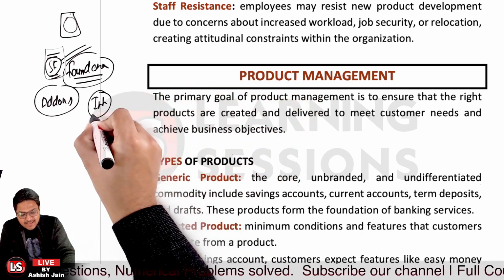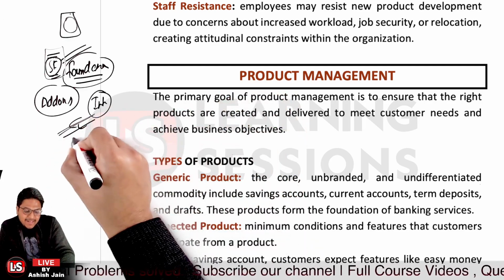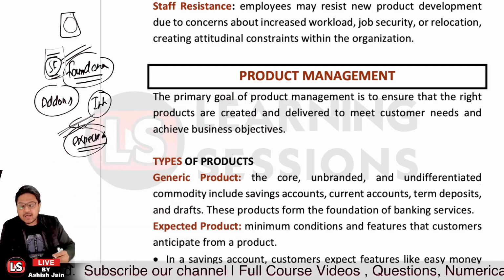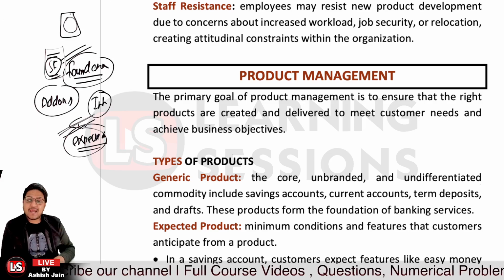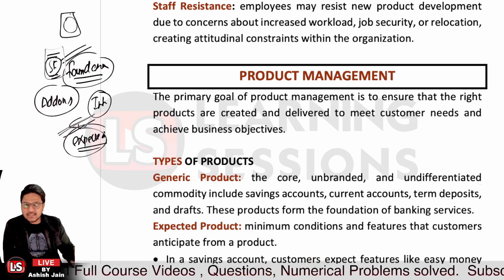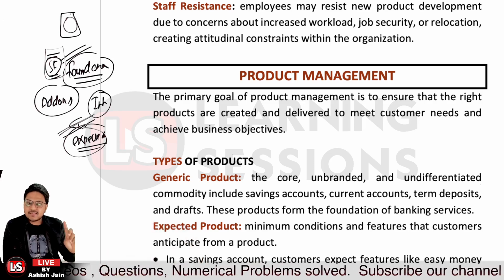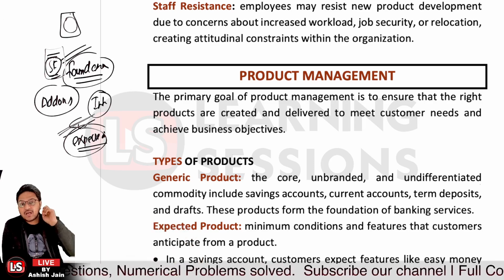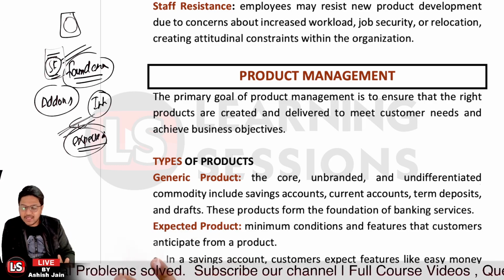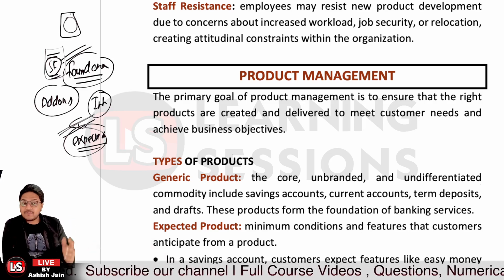In that scenario, there may be some minimum features associated with this particular account, and that will become the expected product: this product must have these minimum features associated with it. These days everyone wants a savings fund account to come with a personal accidental insurance cover. Everyone thinks a savings fund account comes with a debit-cum-credit card, and with checkbook facility.